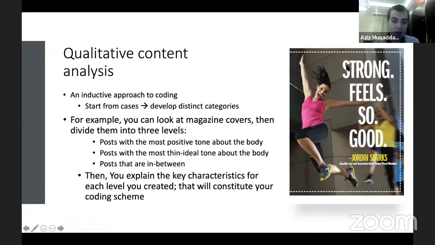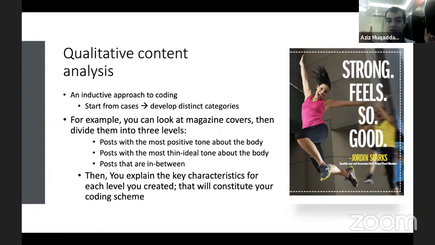So for example, looking into magazine covers, you then want to say post with the most positive tone about the body, post with the most thin ideal tone about the body, and posts that are in between, right? And if you do this following the inductive approach, you see here, this is relative, the most positive and the most thin ideal. That means you put all of the pictures into a scale.